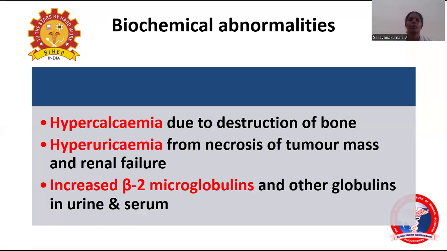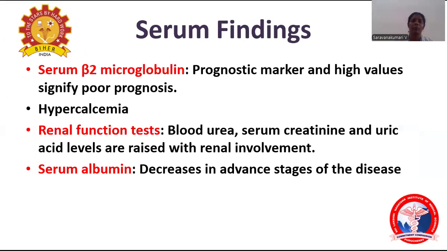So, coming to the biochemical parameters, there is a destruction of the bone that leads to the release of calcium into the serum. So this patient can have hypercalcemia. Because of the necrosis of the tumor mass and renal failure, the patient can have hyperuricemia, and there is also an increase in the serum beta 2 microglobulin and other globulins in the urine and the serum. These are the major biochemical abnormalities.